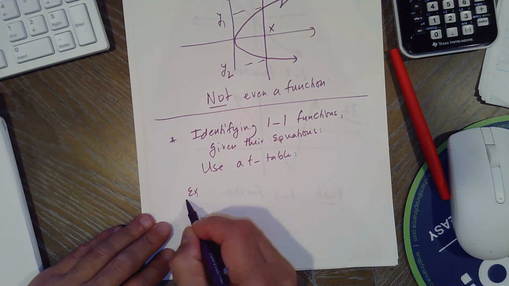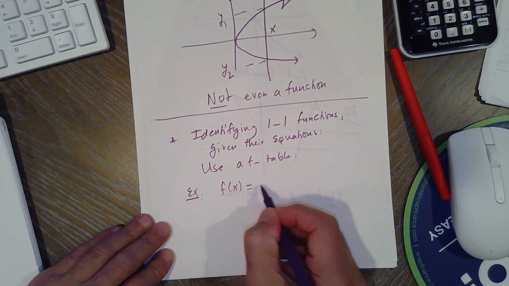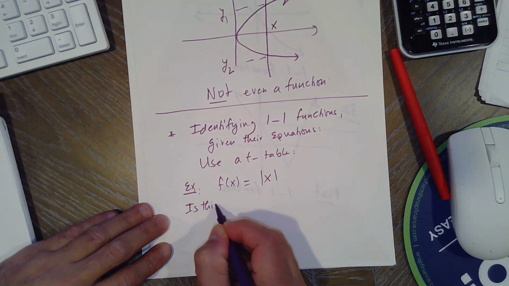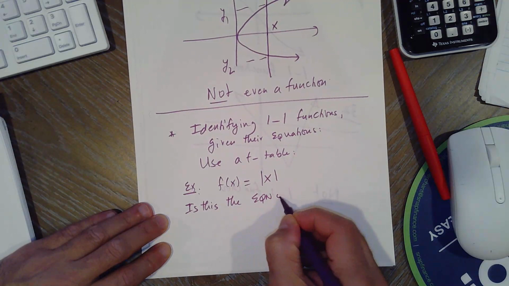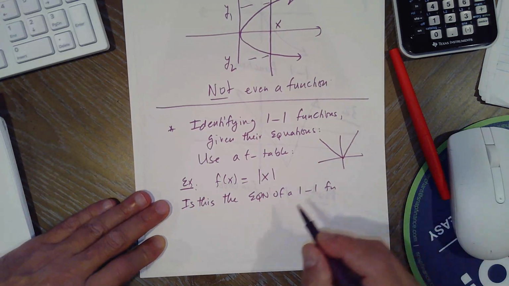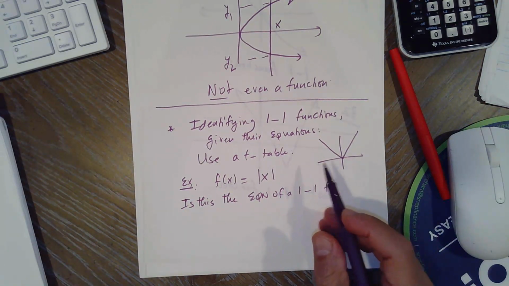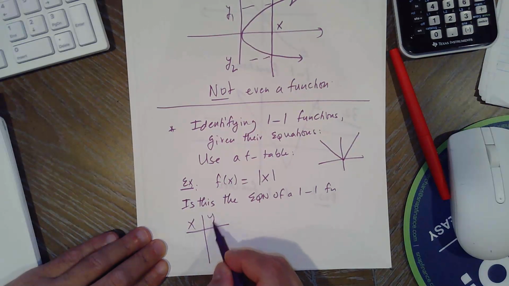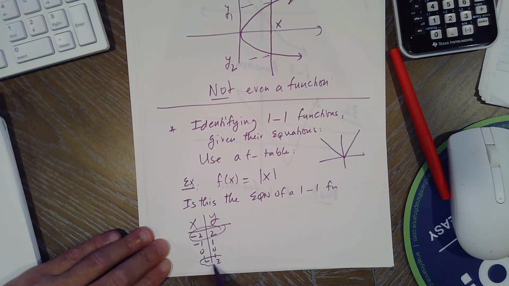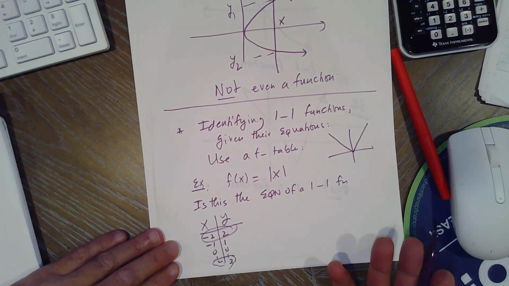For example, if I have, say, f of x equals absolute value of x, and I want to check if this is the equation of a one-to-one function. Of course, if I can graph it and say it doesn't pass the horizontal line test, or I can do a t-chart. When you do a t-chart, you want to do a couple of negatives, 0, and a couple of positives. Absolute value of -2 is 2, 1, 0, 1, 2. So you can see -2 is paired with 2, and 2 is paired with 2, so it's not a one-to-one function.